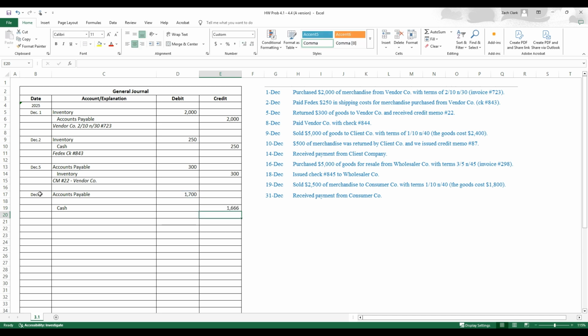If we had made this payment on December 15th, we would have to pay the full $1,700. But since we're within the 10-day period starting on December 1st, we can take the discount. And 0.98 is reflective of the fact that we are taking 2% off. So if it was 100%, it would be the 1,700; 0.98, or 98%, gets us the 1,666.